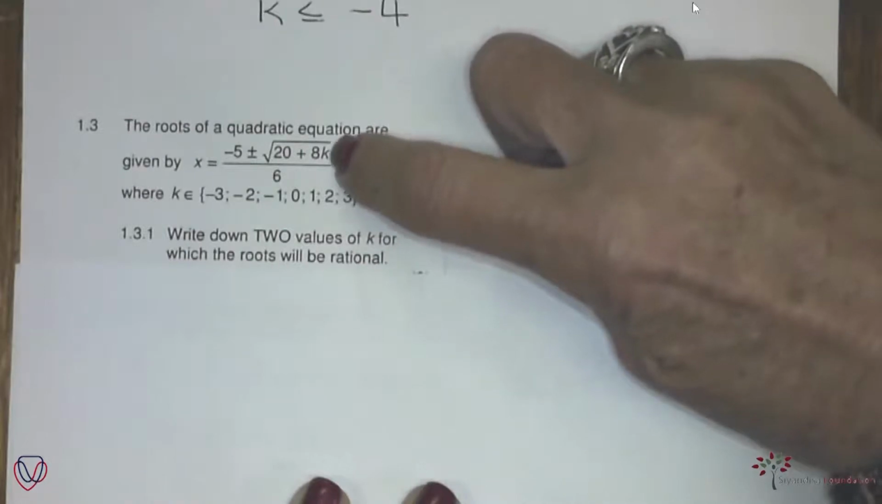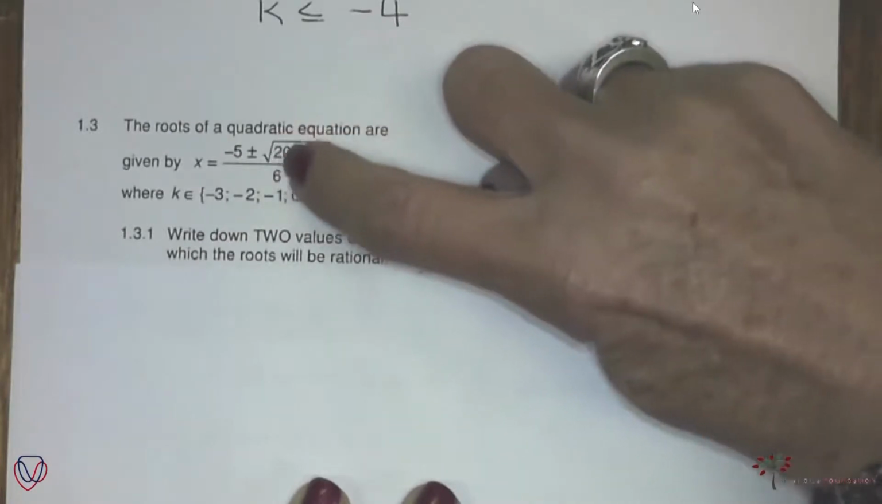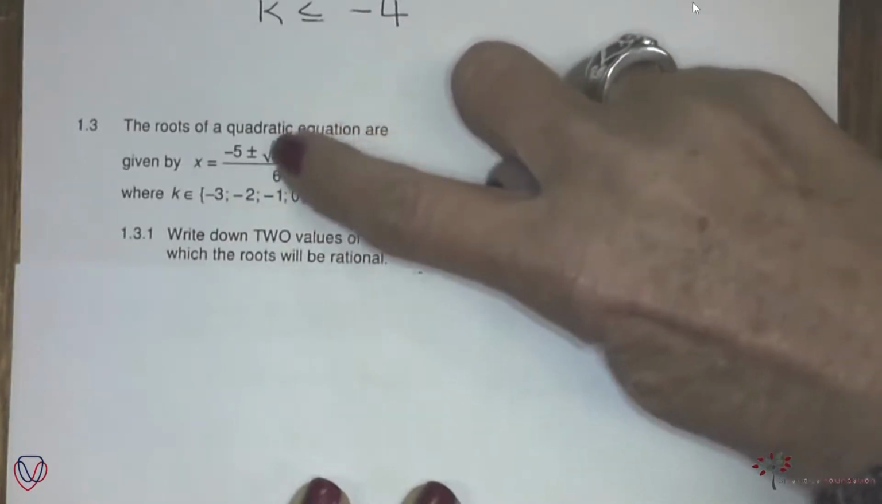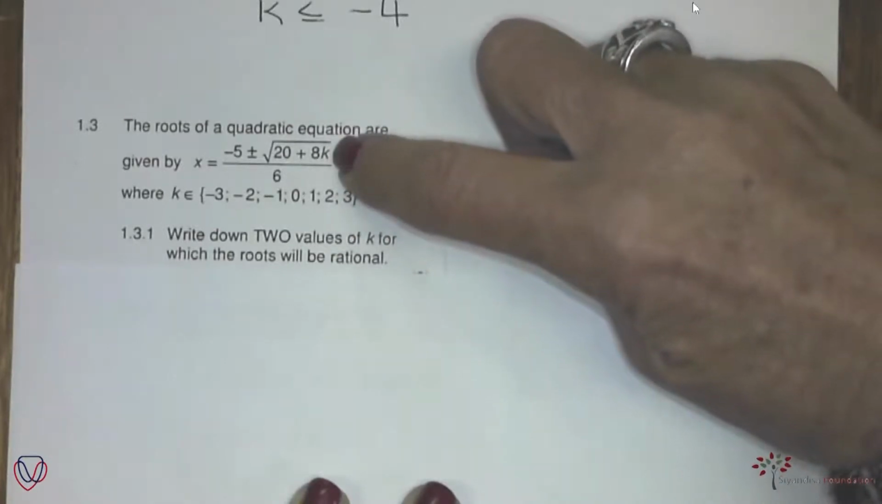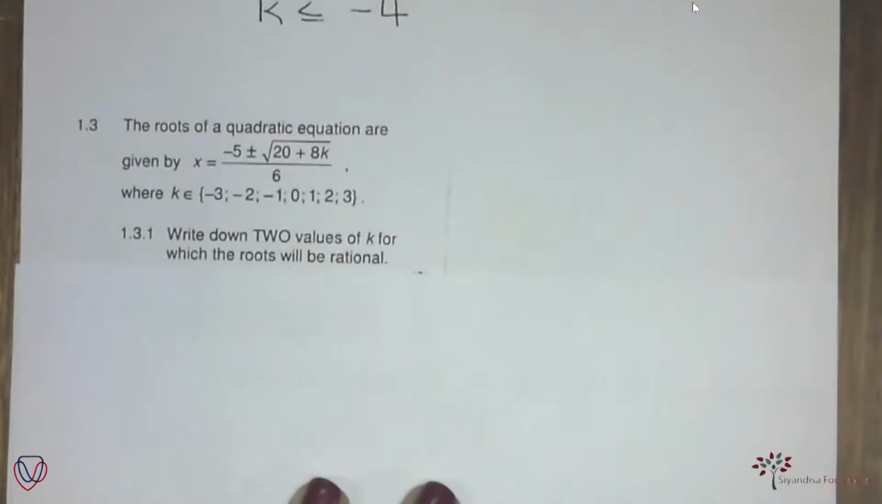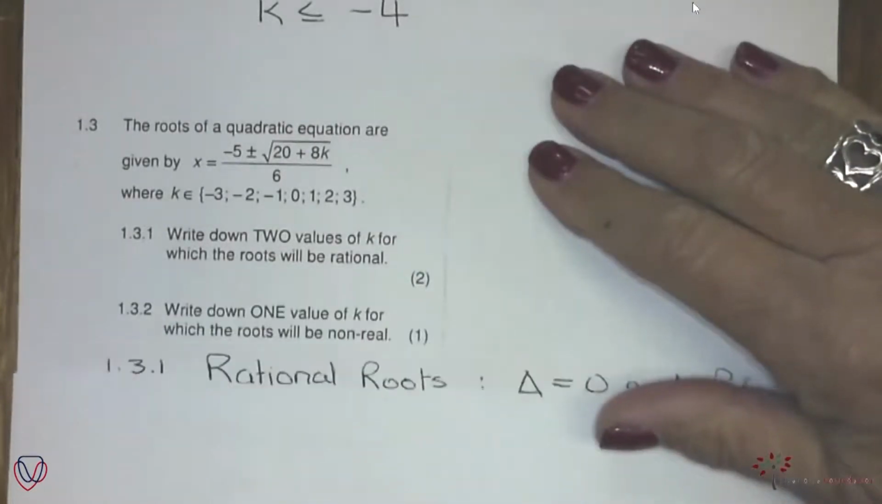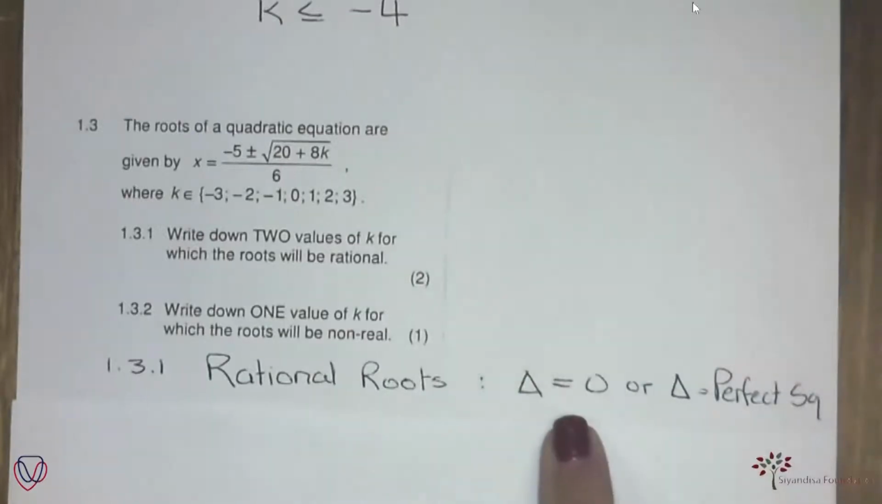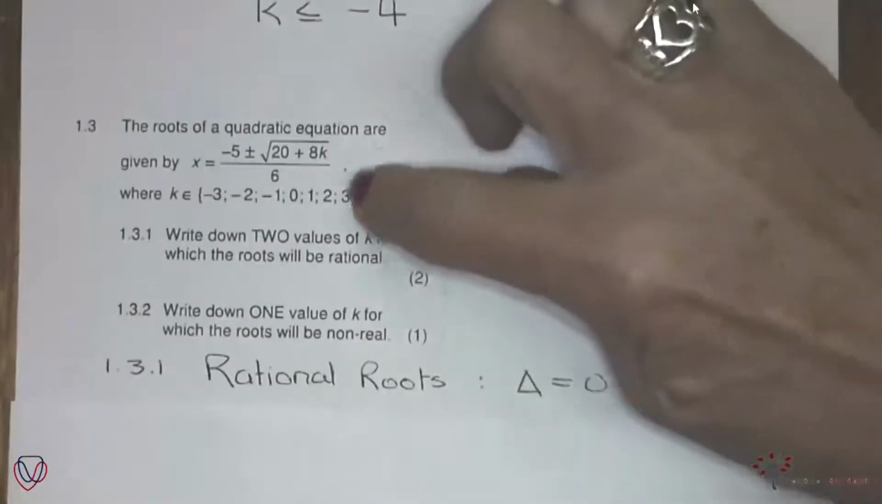Rational means you can write your answer as a fraction. 2 over 3, 1 over 2. Irrational means this number here won't have a perfect square root, so you have to use the calculator, and then you'll have to round your answer. But in this case, people, delta must be either 0 or a perfect square. Now, what are we going to do with that?